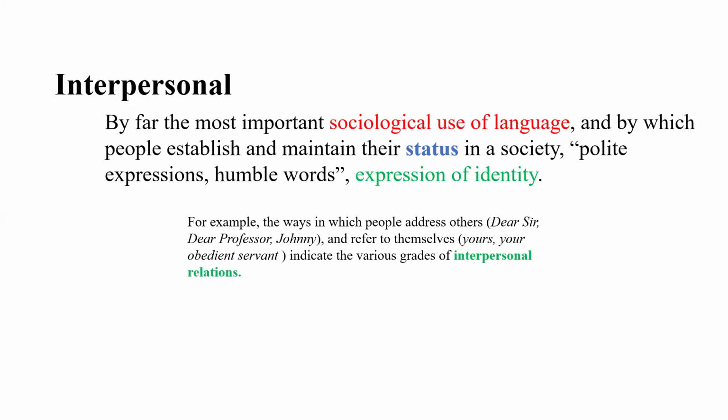For example, the ways in which people address others, the relationship between the addresser and the addressee, like dear sir, dear professor, dear John. So dear sir, dear professor, shows the status, the rank, the socioeconomic status of the others. When you are saying dear sir, it means that you don't know him, as when you are writing an email or a letter. And when people refer to themselves like yours, your obedient servant, it indicates the various grades of interpersonal relation. And this is typically how you tell an official or formal email from an informal email.